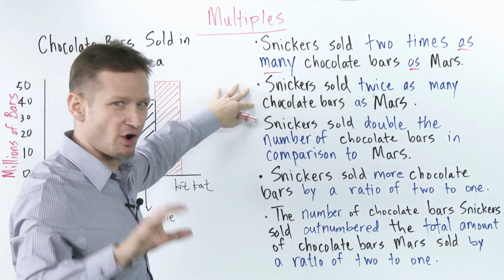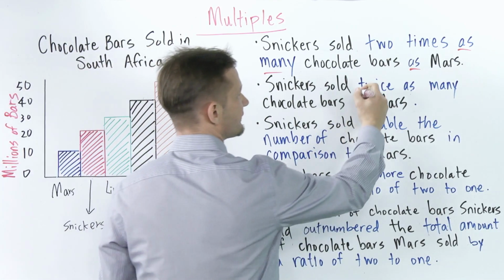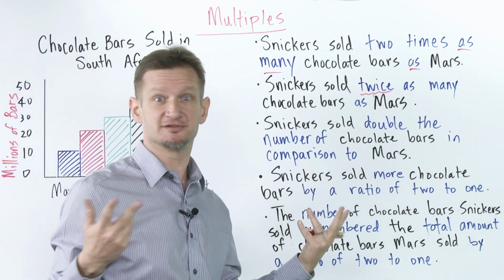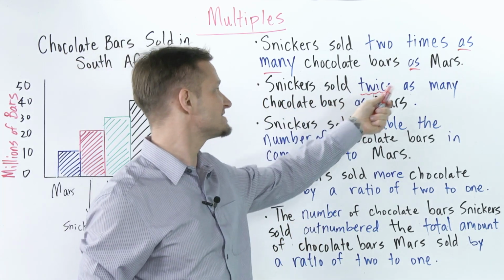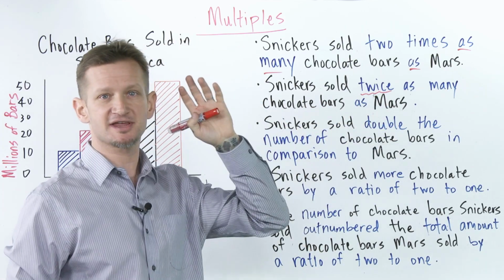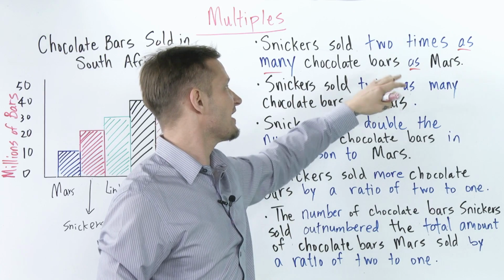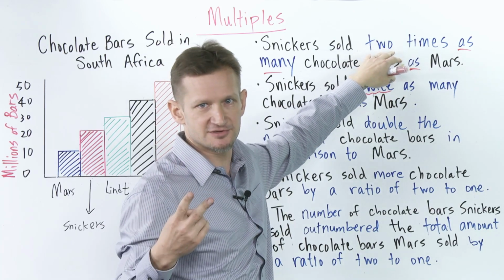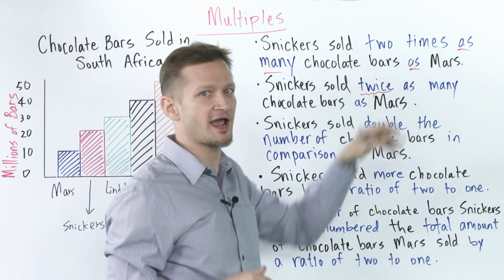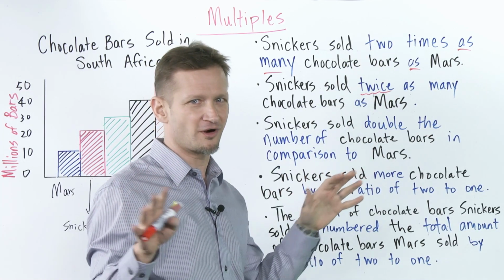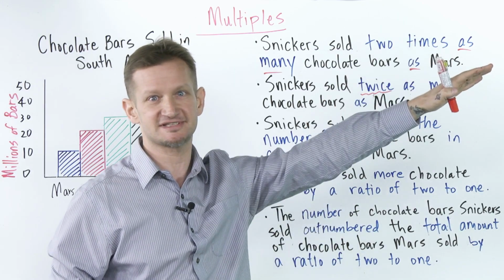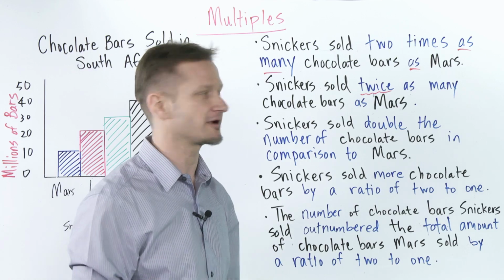Let's move on to the next one. It's almost the same, except we're using a higher level vocabulary word. We're using here twice. And as you know, twice means 2 times, right? So Snickers sold twice as many chocolate bars as Mars. Now here's a caveat. Twice, we can say 1 time, we can say 2 times, right? Or we can say once and we can say twice. And these are higher level vocabulary words. But there's no word, well, there's a word for 3 times. We say thrice, except people stopped saying that 100 years ago. We don't really use that word anymore.